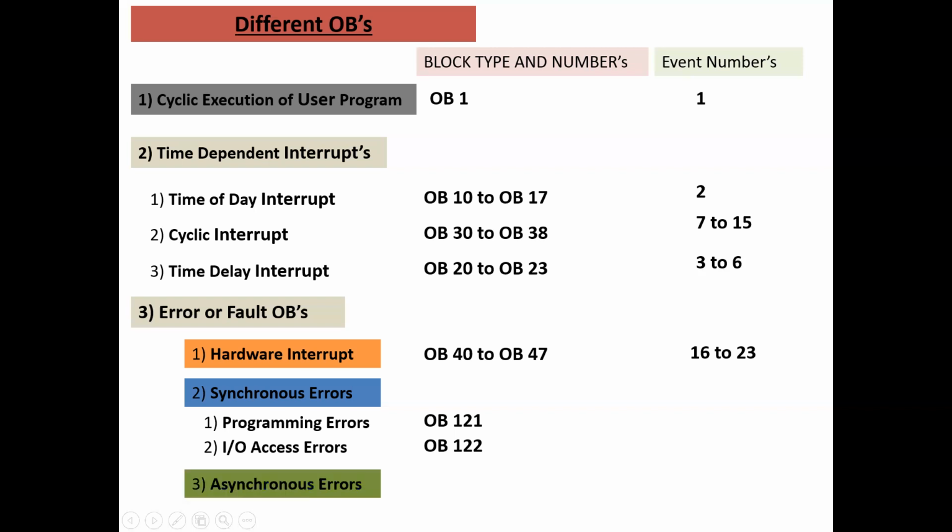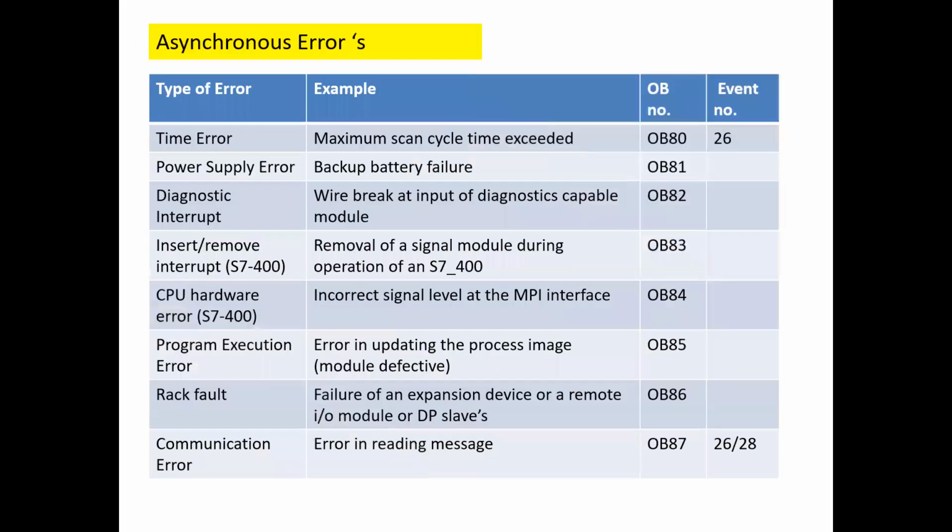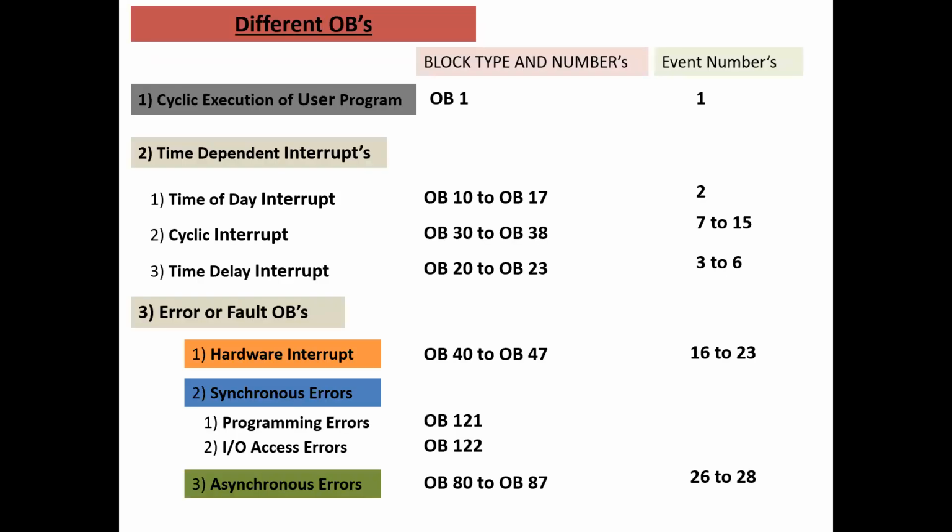Similarly, we have asynchronous errors which range between OB 82 and OB 87, and these have event numbers 26 to 28. Asynchronous errors might occur anytime. Synchronous errors occur when you are doing programming or downloading or modifying some blocks, or you are giving any wrong addressing. So these errors occur during programming.